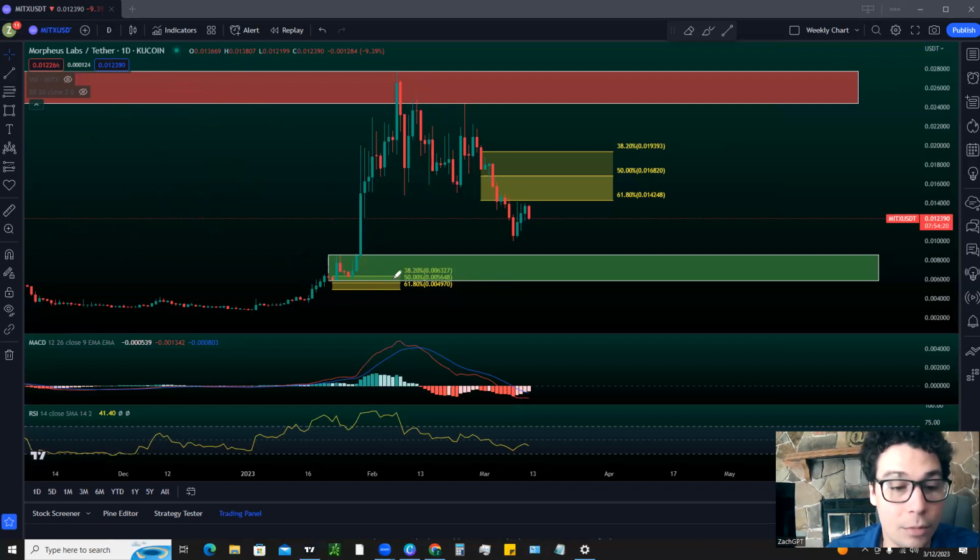So if we measure our move right here, we got our move up, our pullback. Now we have a new swing low. We connect that up to our new swing high, and you can see we've come down and been consolidating in this range, and we actually just broke through and retested our 61.8% level. So below this level of 0.0142, we're bearish on Morpheus Labs at the moment.